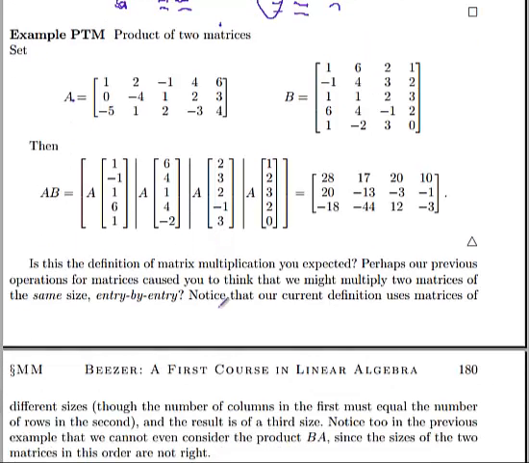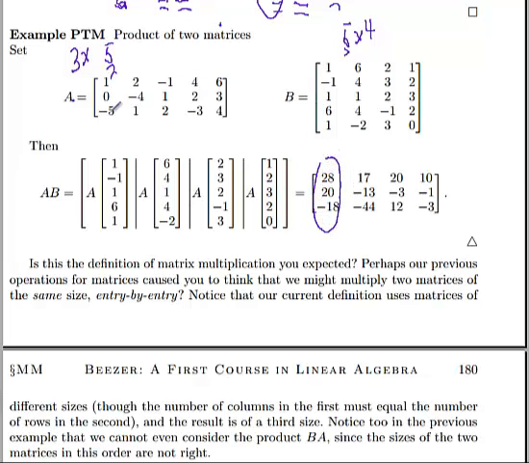So understand this carefully. Here's our first matrix A. Now notice this matrix is 3 by 5. And here's another matrix B, which is 5 by 4. 5 rows and 4 columns. Notice this 5 is the same as that 5. That's no accident.